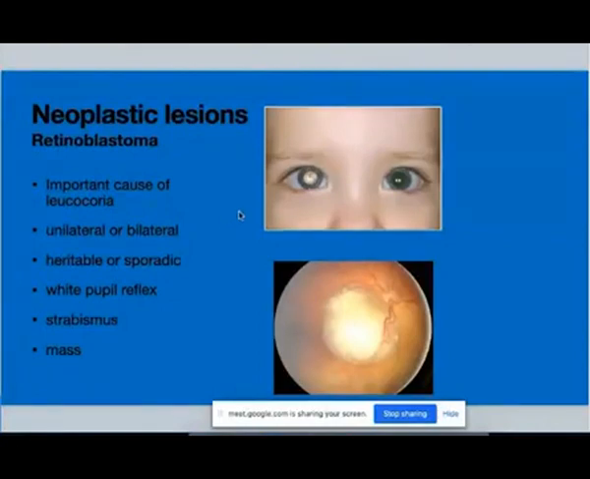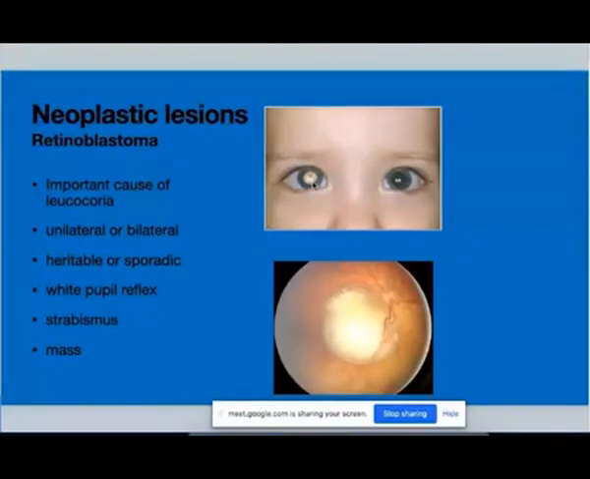You can have it unilateral or bilateral. The bilateral cases usually are heritable. That's why we see it in the interior of our provinces where there are a lot of cousin marriages. So whole families get affected. We have seen families with all their children affected, and sadly they come so late that they don't survive. In the Western countries, not only does the child survive, but the vision is also preserved.